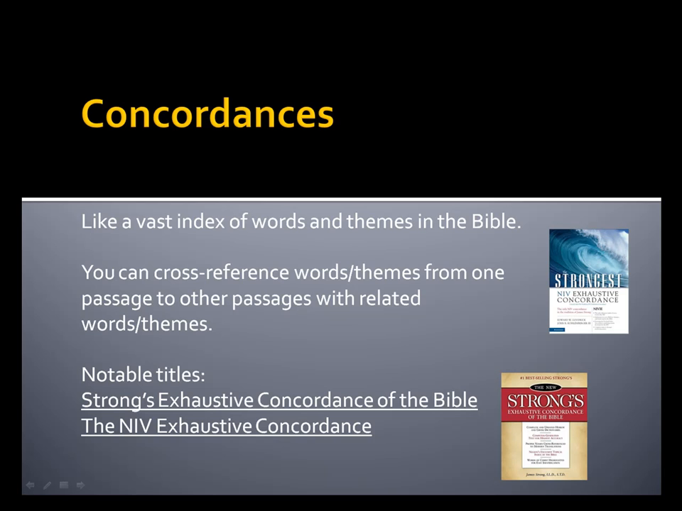A more advanced concordance may be in both the original Hebrew and Greek, with a separate section for the English translation, and index of translated English words. With these, you would look up the word in English, notice its Greek or Hebrew translation, and then look up the Greek or Hebrew word to find all passages that include that Greek or Hebrew word. Some notable concordances are Strong's Exhaustive Concordance of the Bible in King James Version and the NIV Exhaustive Concordance.